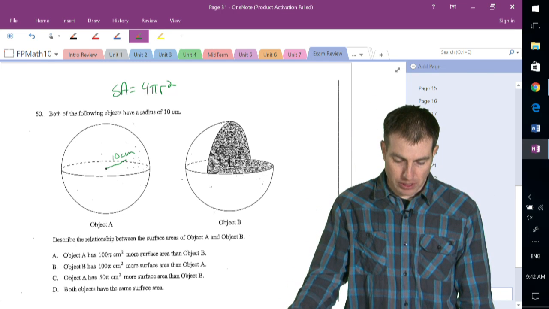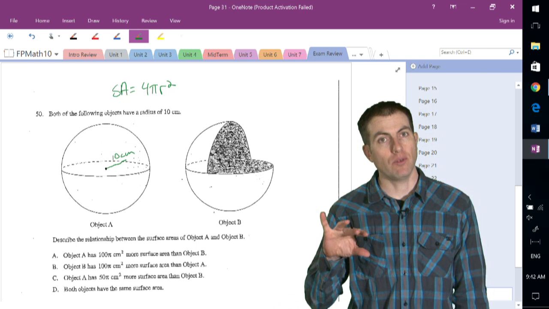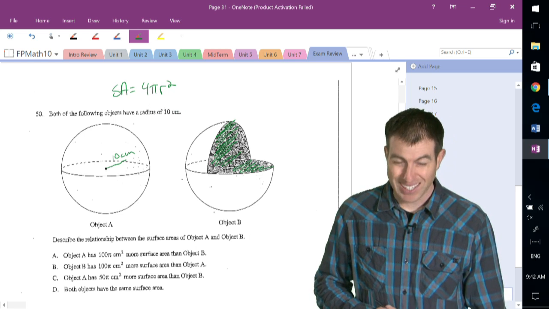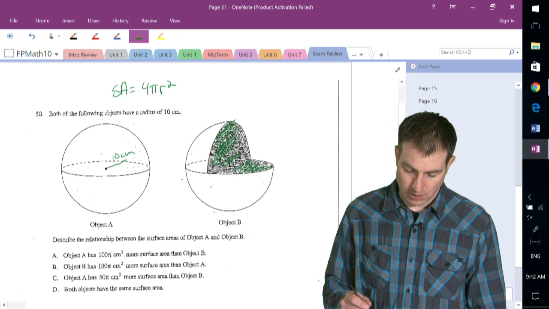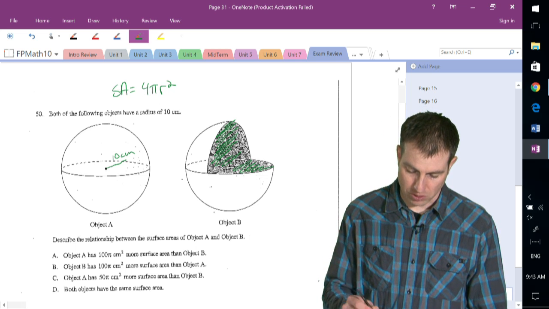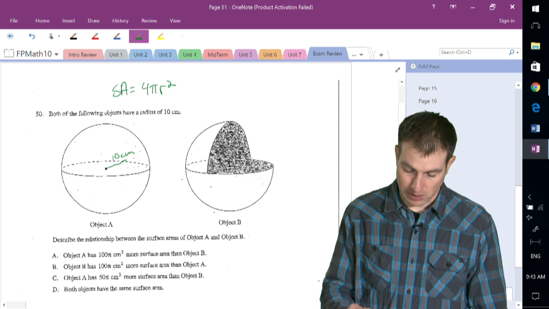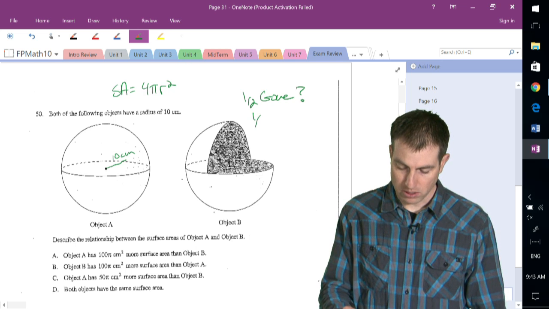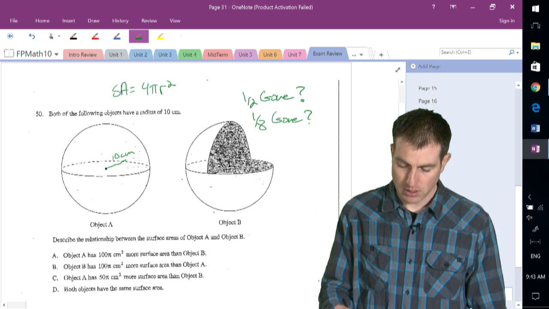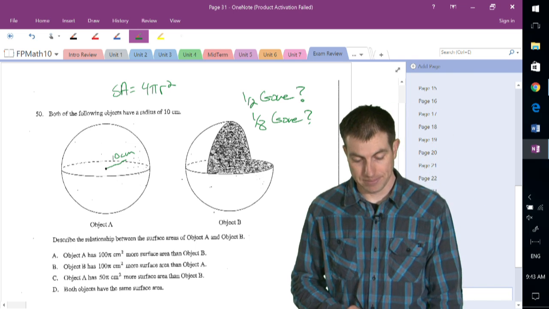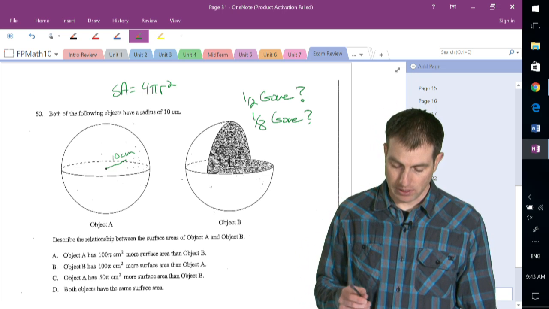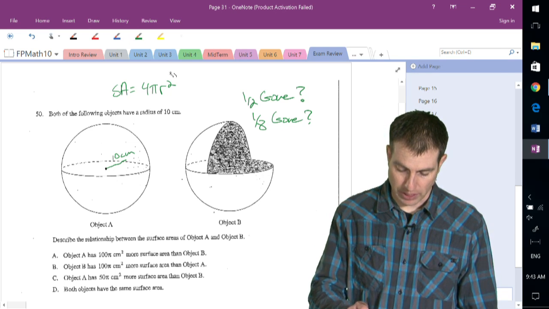What's the relationship between object A and object B? If I'm speaking of the surface area, if I'm talking about the volume, I've taken a quarter of it out. What about the surface area? What is object B missing in terms of surface area? Is it missing half of the surface area? Or an eighth of the surface area? Or a quarter of the surface area? It's definitely missing a quarter of the surface area.